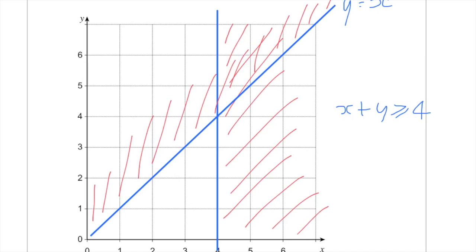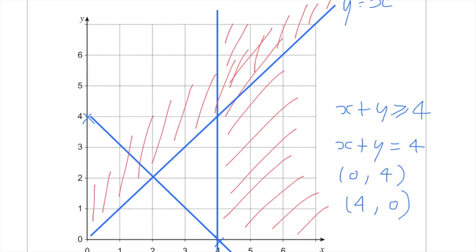So what I'm going to do is start off by plotting the line x plus y equals 4 by putting on some coordinates that would fit that equation. Now, two very simple examples are (0, 4) and (4, 0). So here's the line x plus y equals 4.